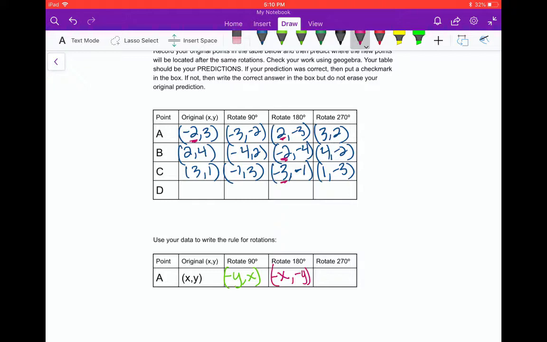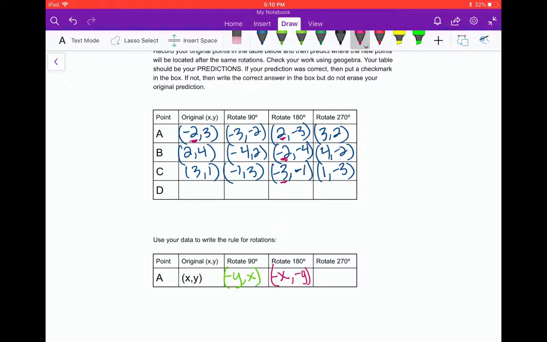So again, if the original point is x, y, then the rotation of 180 degrees, which is counterclockwise, but it just so happens that rotating 180 counterclockwise is the same as rotating clockwise 180 degrees, so that's no different there, is going to be -x, -y.